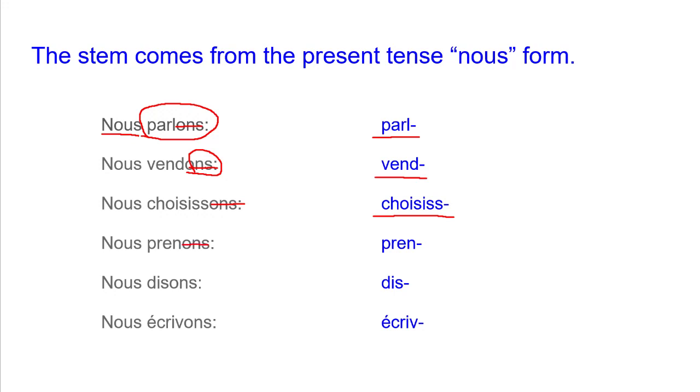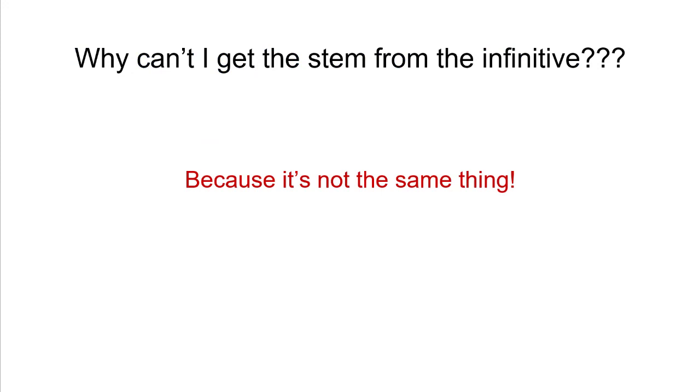Take off the ONS. Here's your stem. Take off the ONS, here's your stem. Take off the ONS, here's your stem. So there's a lot less to memorize for this verb tense. You have this one pattern that applies to everything, and then just a set of endings. And I know you're going to ask me, Ms. Osborne, why can't I just get the stem from the infinitive? It seems so much easier.